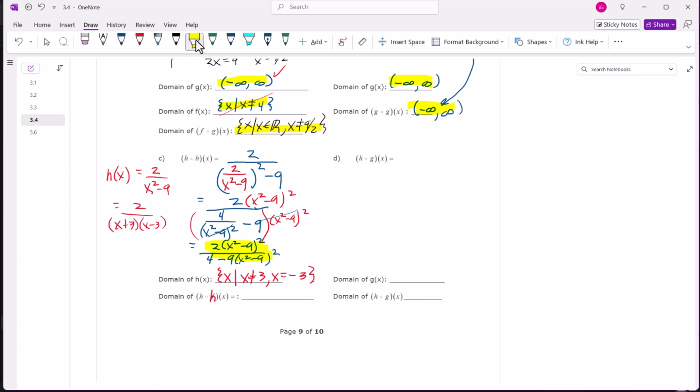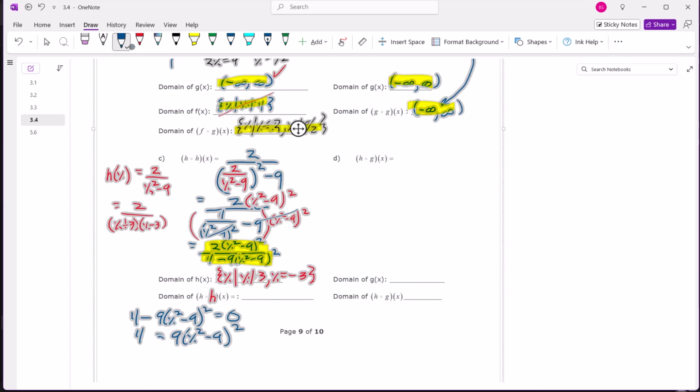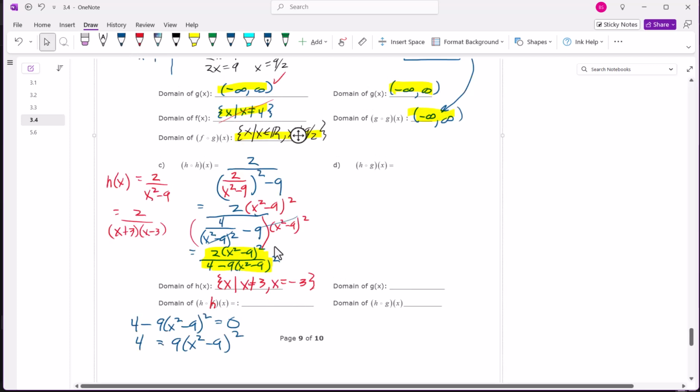And that's good enough. I mean, you could multiply and FOIL and collect like terms if you want to, but that would be your function composition. And the domain, the only problem that you would have is you're going to have to look at this denominator, which is 4 minus 9 times x squared minus 9 squared equals 0, and you're going to have to solve this equation. So I'm going to solve this like this. So I'm going to isolate both sides. I'm going to divide by 9.